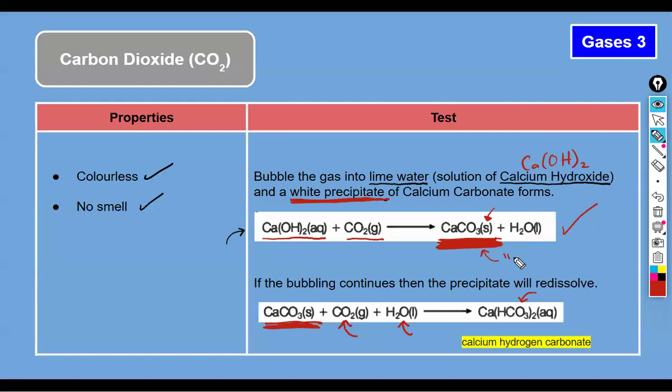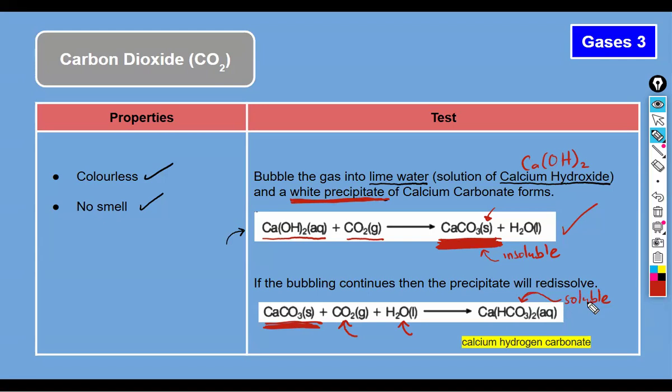Now, here's the thing. Calcium carbonate is insoluble. So that is why it forms a solid. It cannot be dissolved. But then, when the calcium hydrogen carbonate forms, you notice it has an (aq). So that means calcium hydrogen carbonate is soluble. So because it dissolves, you are unable to see it, right?